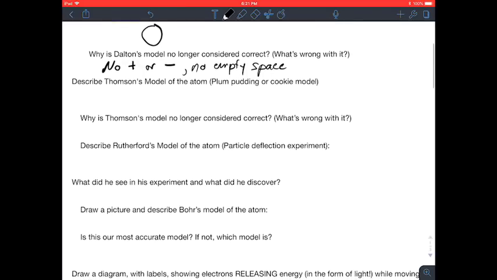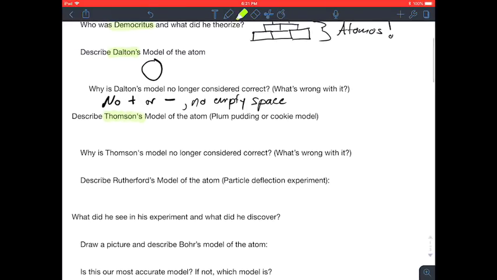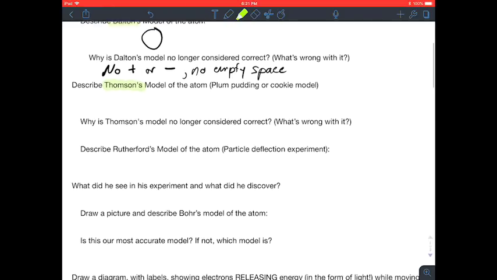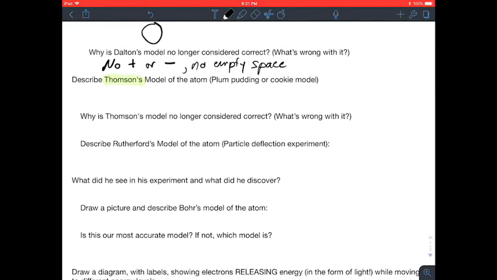All right, Thomson. So I'm going kind of fast, right? There might be other details that you could add. Remember, you can always go back and check the models of the atom video we did, or check your notes and add information from there. But I'm just trying to hit the main ideas.